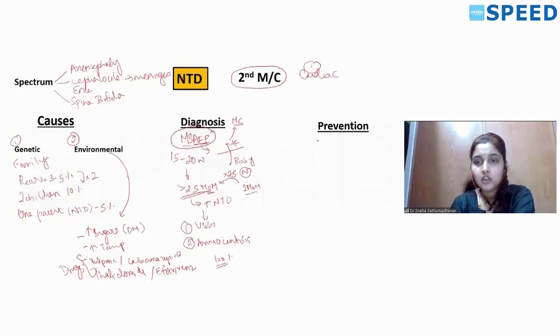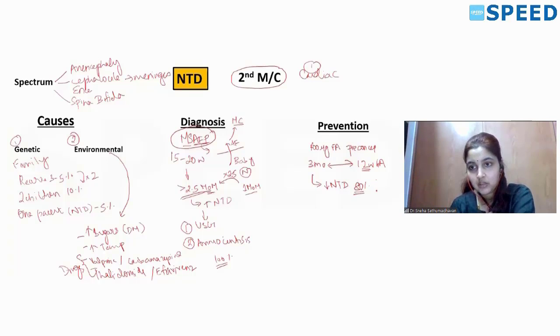You can prevent this in a normal low-risk patient by giving 400 micrograms of folic acid preconceptionally. Ideally, it should be taken 3 months before conception through the entire first trimester till 12 weeks of gestational age. And by doing so, it can decrease the risk of neural tube defect by almost 80%.